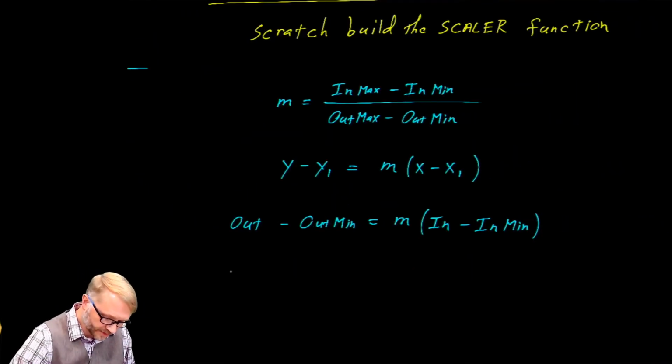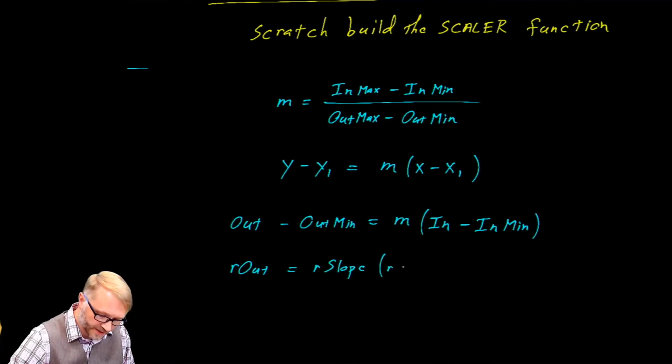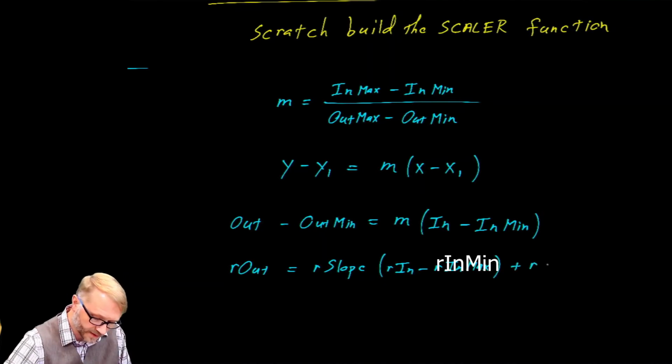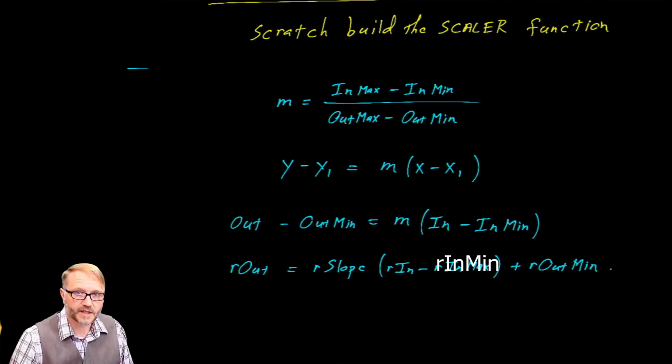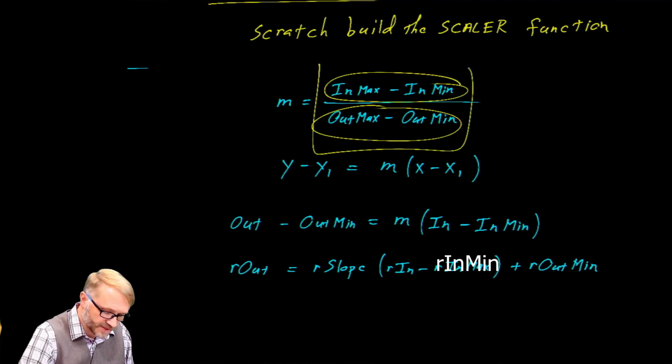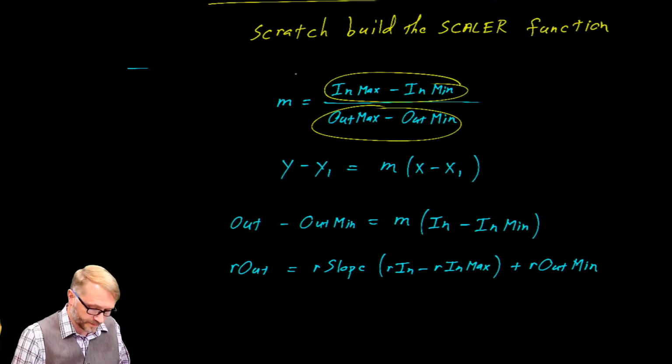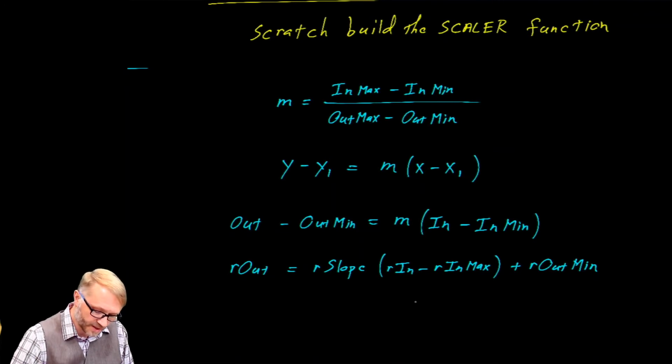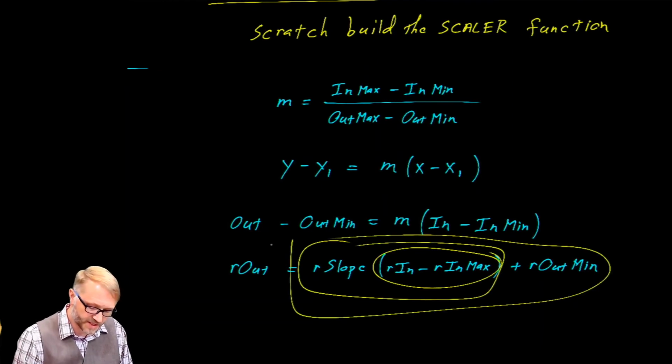If we carry this out completely, we would say this is real out is equal to real slope by real in minus real in max plus real out min. We're going to jump to connected components in a moment, but just recognize this pattern. There's a subtraction and a division to find our slope. As far as our output is concerned, we have a subtraction, a multiplication, and an addition.